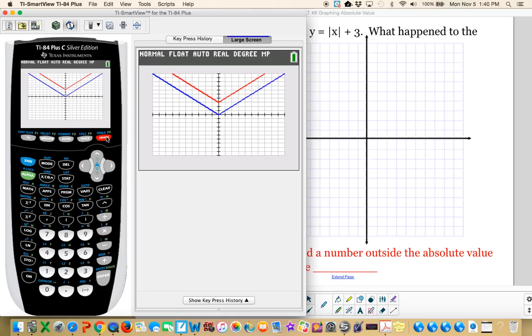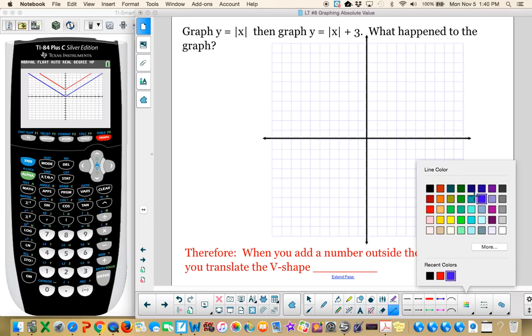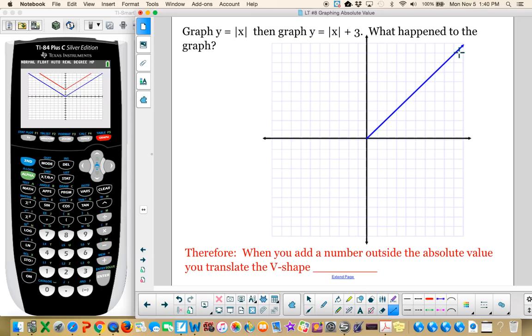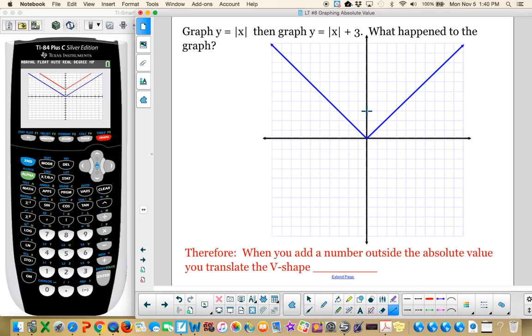It looks like our parent function, the parent one being the blue, translated up the graph. So what we're going to do here is we're going to graph the original in blue, and it was this. This is our parent graph, y equals absolute value of x. The parent function was translated up the graph, 1, 2, 3, to where that vertex is now translated up 3 units. Therefore, when you add a number outside the absolute value, you translate the V shape up. Make sure you add that to your notes.